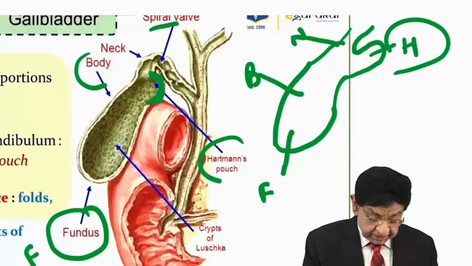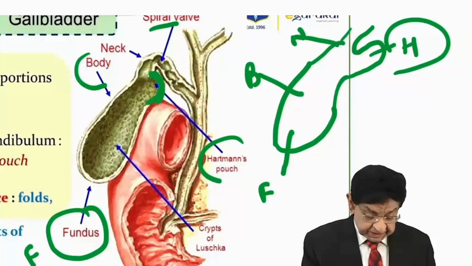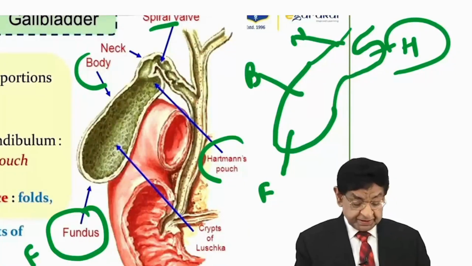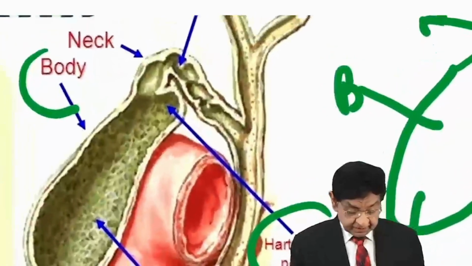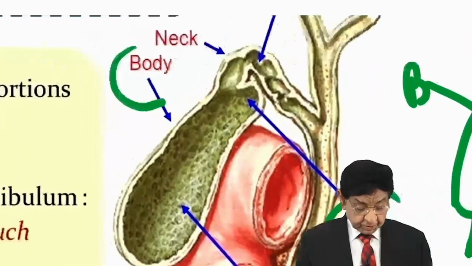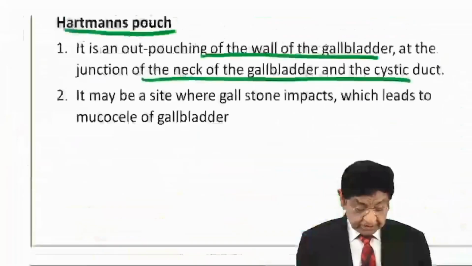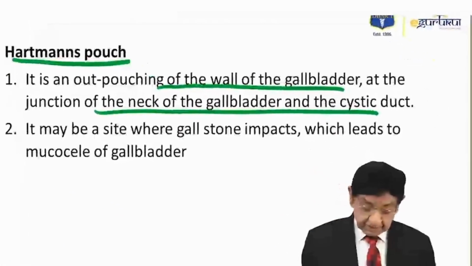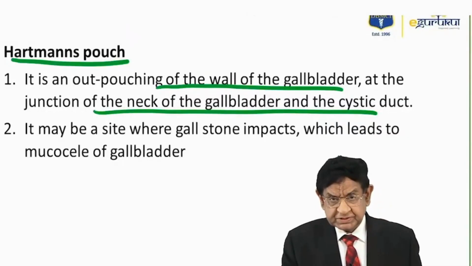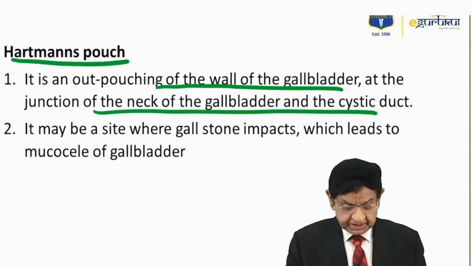This you can see very clearly in this particular place. If you want the picture again, now you can appreciate much better. Yes, Hartmann pouch. So we come back to our description. We learned the parts, and we learned about the location of the Hartmann pouch. It is just near the cystic duct.